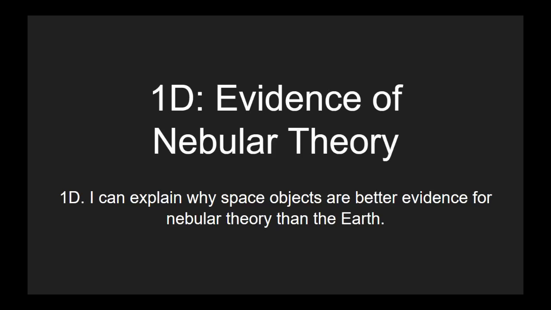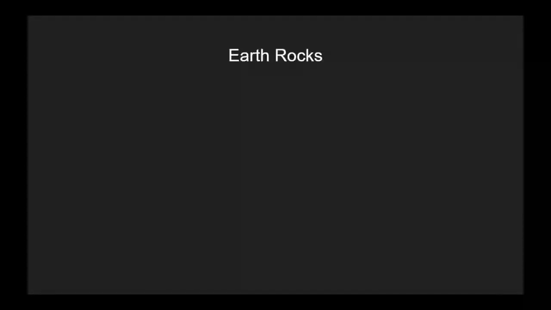Hello, this is Mrs. Decker, and in this video I will go over Objective 1D, the evidence of nebular theory. So with 1D, we want to be able to explain why space objects other than the Earth are better evidence for nebular theory than looking at the Earth itself.